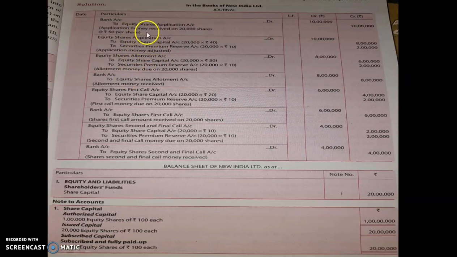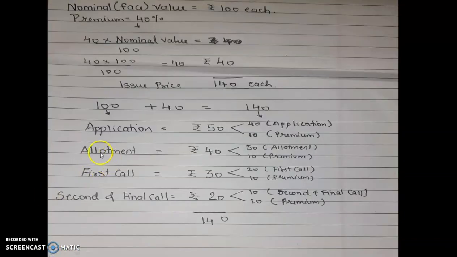Next, so these 2 entries are application. Now the next 2 entries will be of allotment, and the first entry is a due entry, that is, you are making a call to your shareholders and asking them to make the payment for the allotment money which is due. So your journal entry will be equity share allotment account debited to equity share capital account and securities premium reserve account. As you know, at the time of allotment also you are collecting some money as allotment money and some part of your amount is collected as premium.